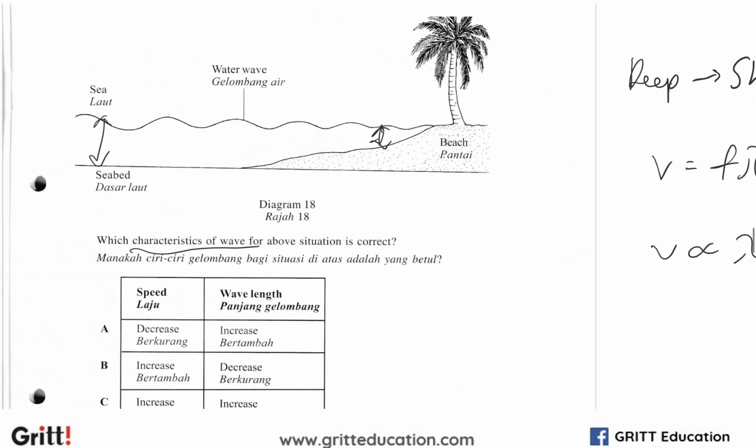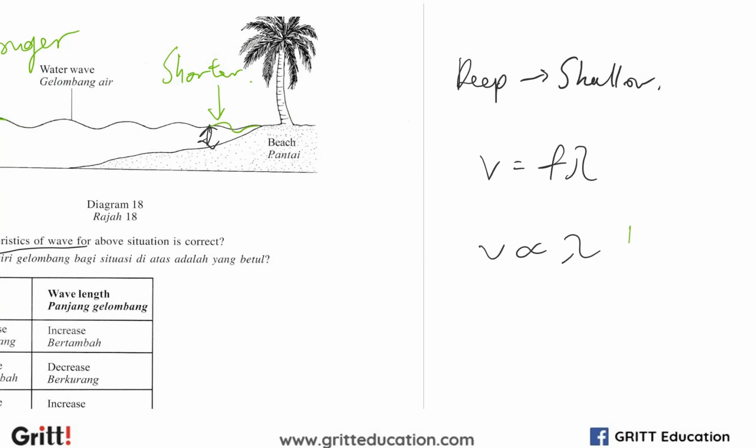Now, if you can't memorize what happens to the wavelength and the speed from deep to shallow water, we can actually look at the diagram. What you'll notice is the wavelength here and the wavelength here. Do you notice that this one is longer and this one is shorter? So when you approach from deep to shallow water, the wavelength actually decreases. So that's one thing you should know. From the diagram we know that the wavelength becomes shorter as it approaches the beach. So the wavelength decreases.